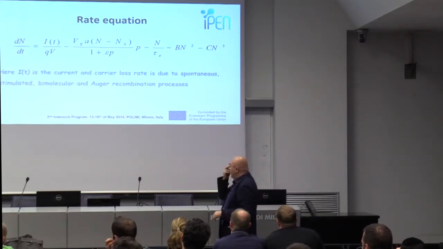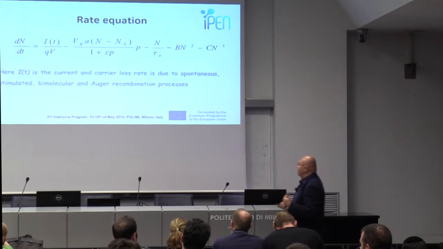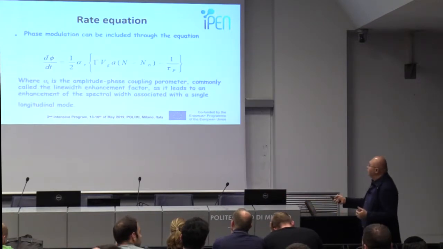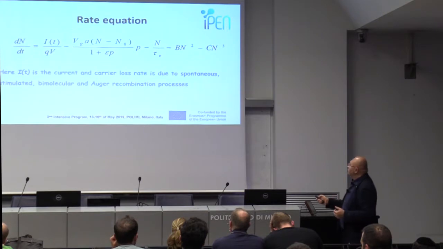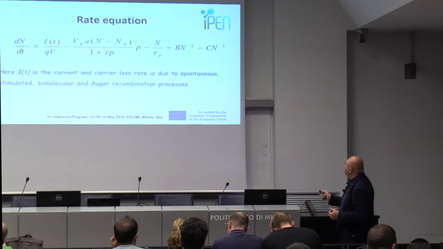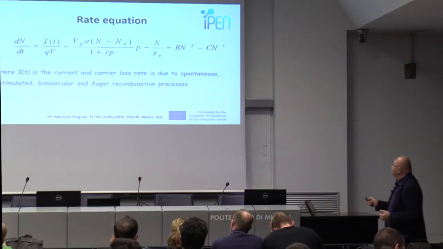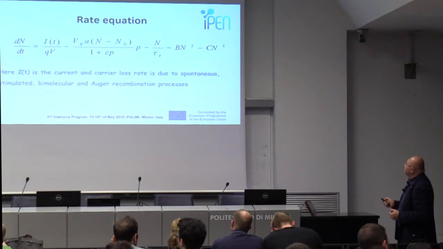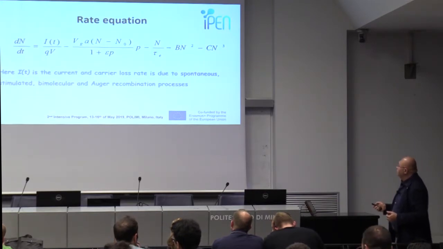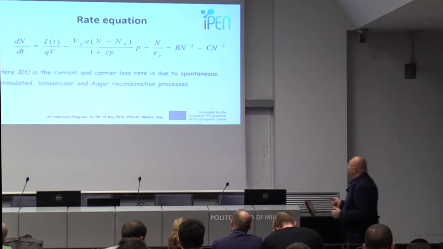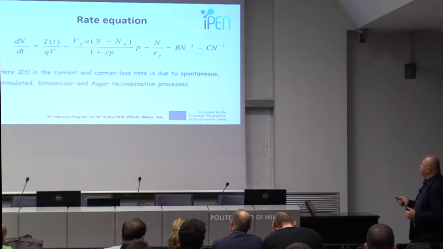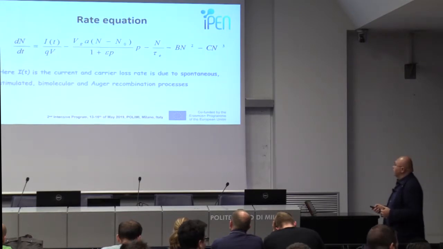Okay. The second equation is the equation for the electrons. Here we have the current, also stimulated emission, also the spontaneous emission, and other terms which are called bimolecular and Auger recombination. The other recombination process takes place for the high concentration.